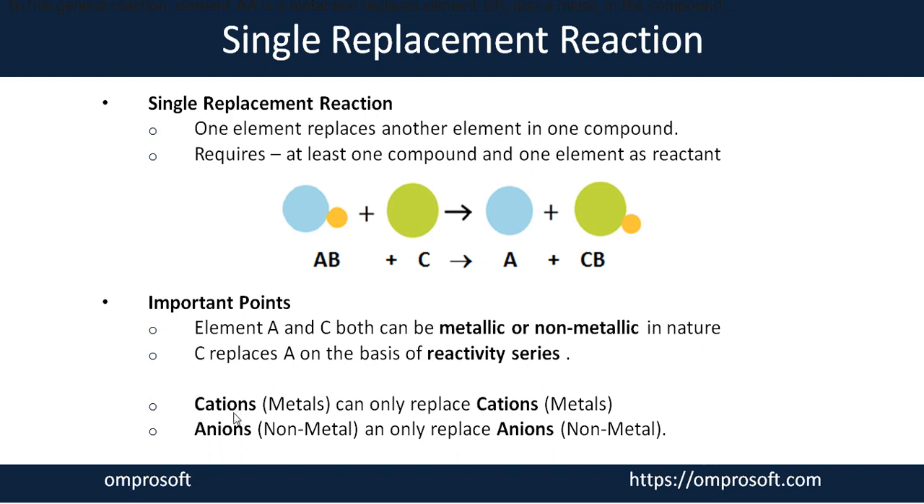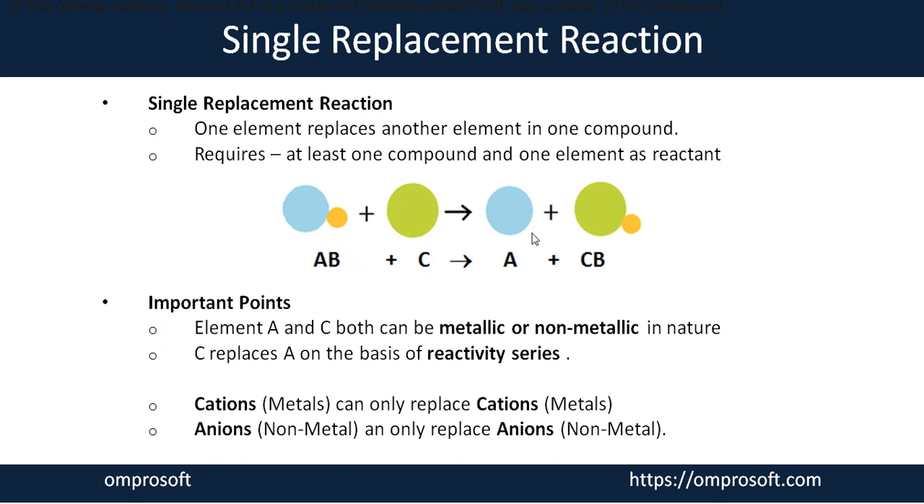As I told you, a cation has the ability to replace only a cation. If A replaces C or C replaces A, both should be metallic, or both cationic, or both anionic in nature. They do not replace one another if they have different natures: an anion cannot replace a cation, and a cation cannot replace an anion. Only a positive charge can replace a positive charge and a negative charge can replace a negative charge.